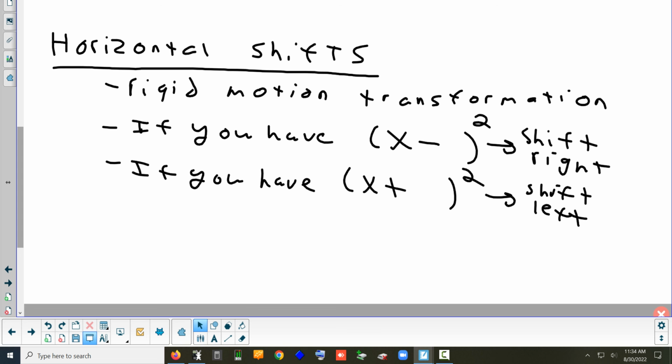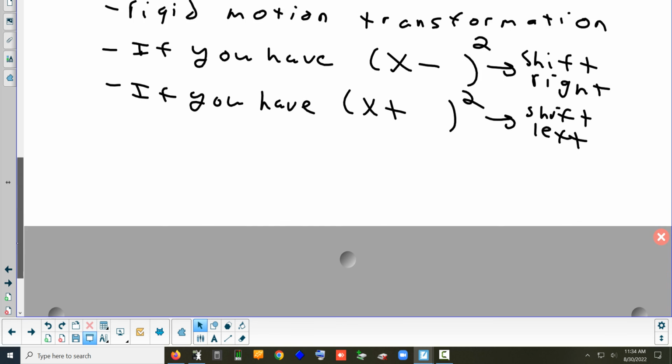And as always, we don't want to say shifting left or right by a negative amount. You can shift left 5 units, you can shift right 5 units. But don't ever describe a transformation as shifting left negative 5 units. That just gets confusing.